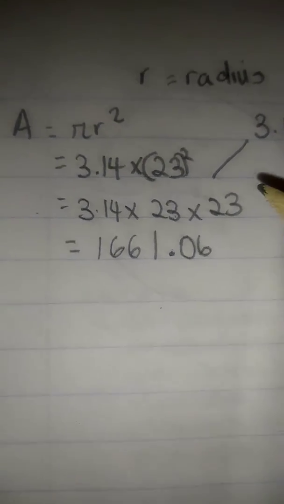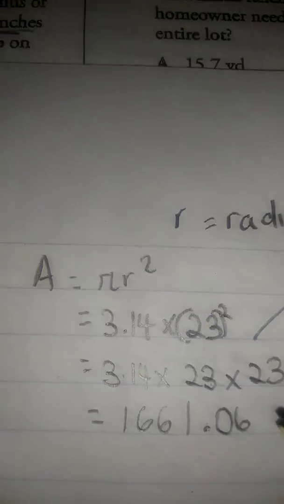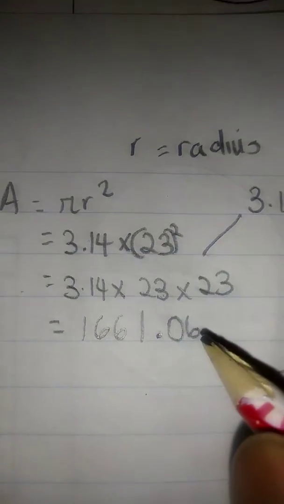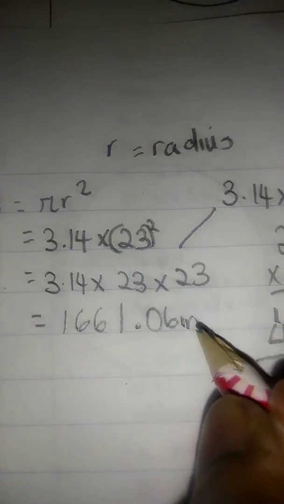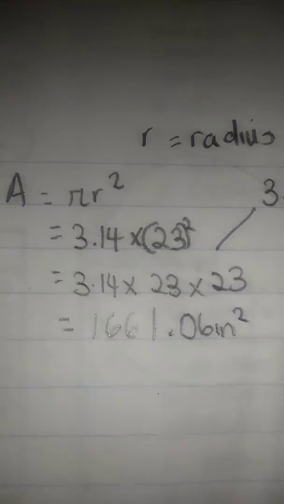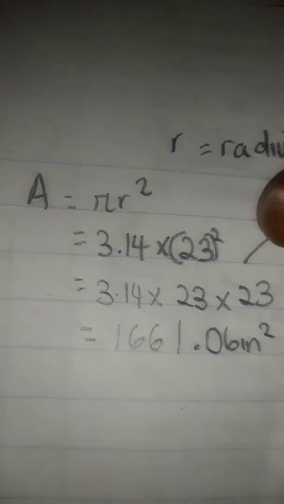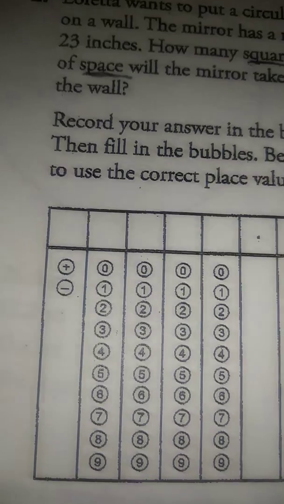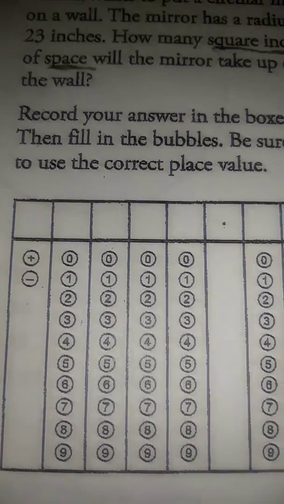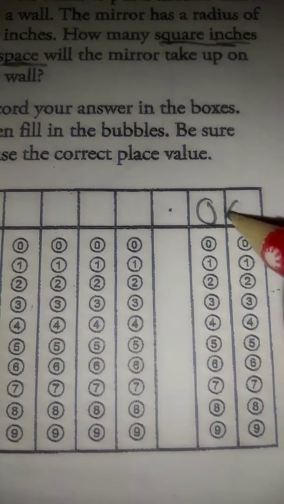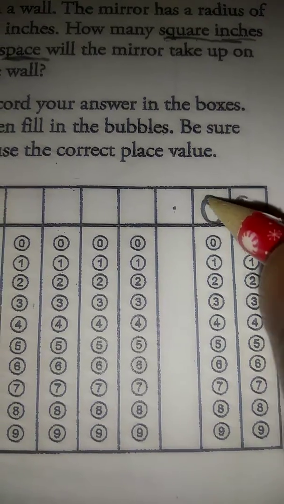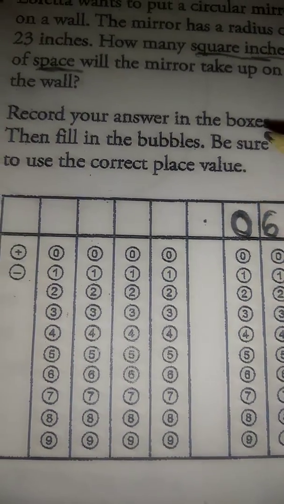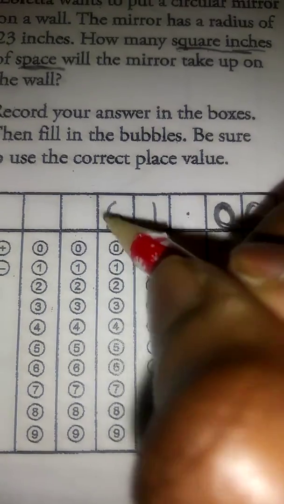Oh, don't forget a unit of measurement, which is inches squared, or square inches. So we're going to shade that on the grid. So first we write out the number, which is, I'm going to start from the end. So it's 06, because a lot of people struggle with putting numbers on the grid. Okay, then we have 1661, and it's a positive number.